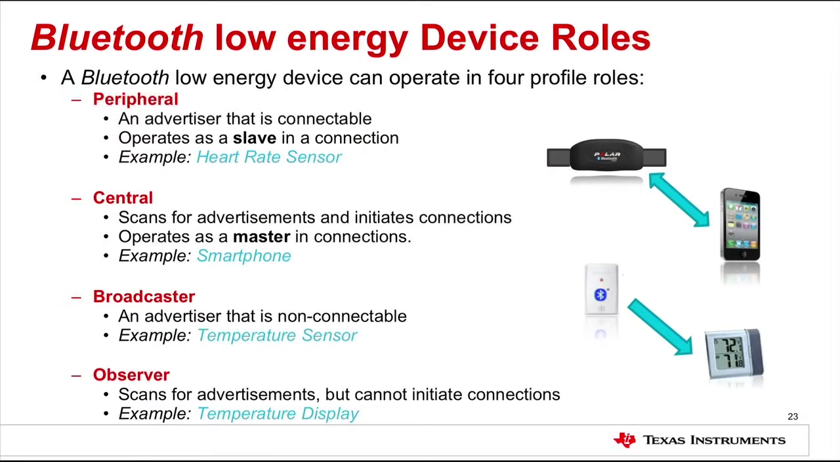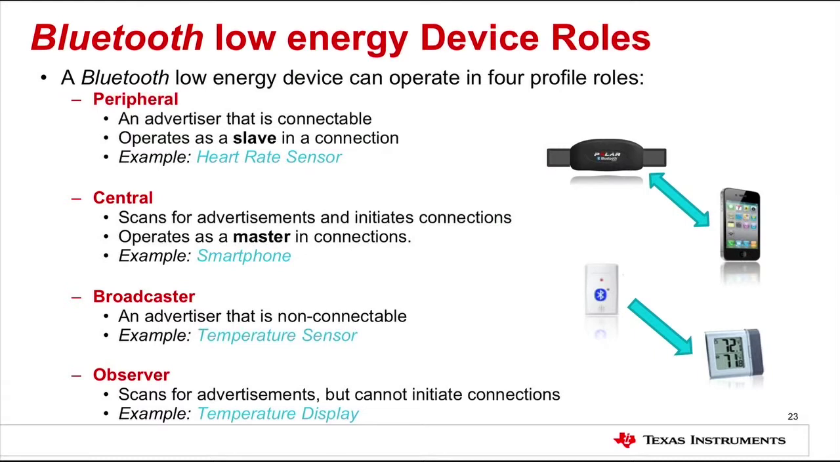All right, so let's look at Bluetooth Low Energy and some of the roles that exist in it. There are 4 different roles. The first one is the peripheral role. This is where you have something that's advertising information and it operates as a slave, typically connected to a device like a phone or a tablet where you're getting information. An example of that would be a heart rate monitor where you're getting that information and it's advertising.